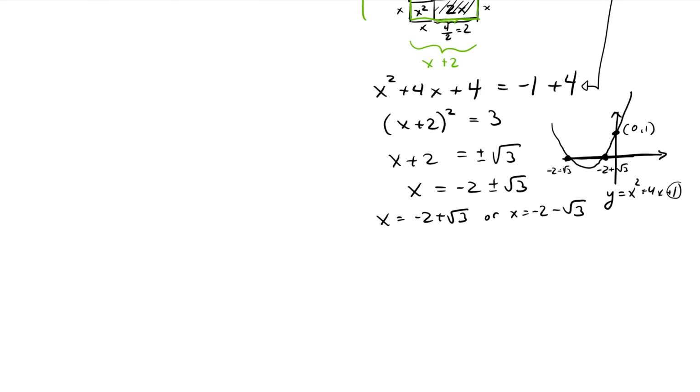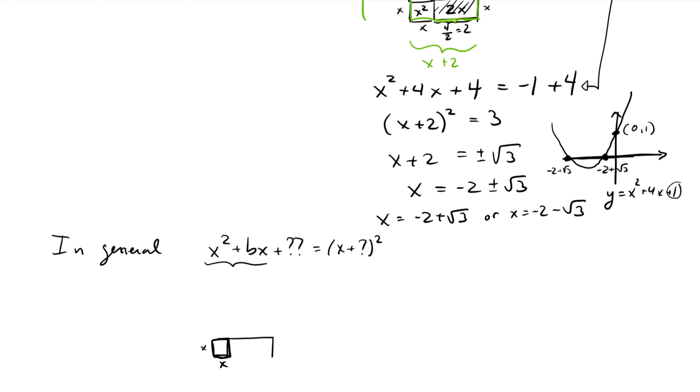So maybe let's look in general at how we complete the square. In general, if I've got x squared plus bx, and I want to complete the square, so I want to add something to write this as a perfect square. So what do I need to add? Well, let's look at x squared plus bx. x squared can be related to the area of a square that's x by x. For bx, I'm going to add two rectangles whose areas sum up to bx.